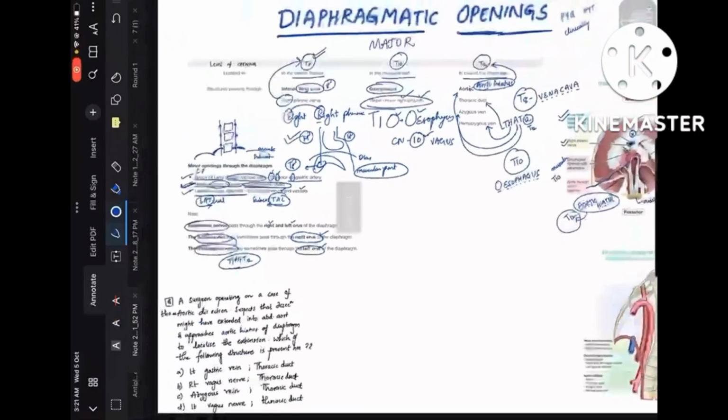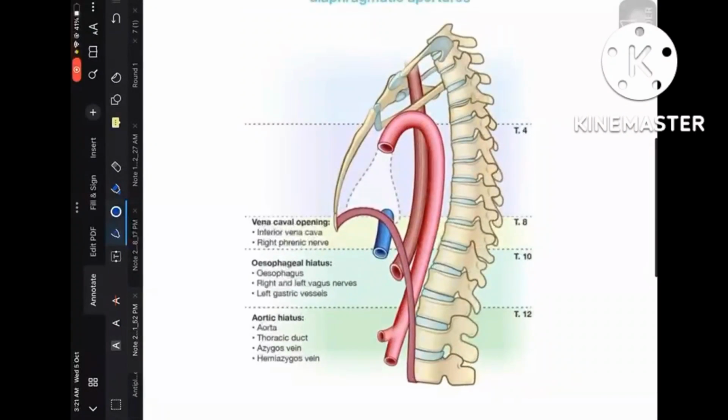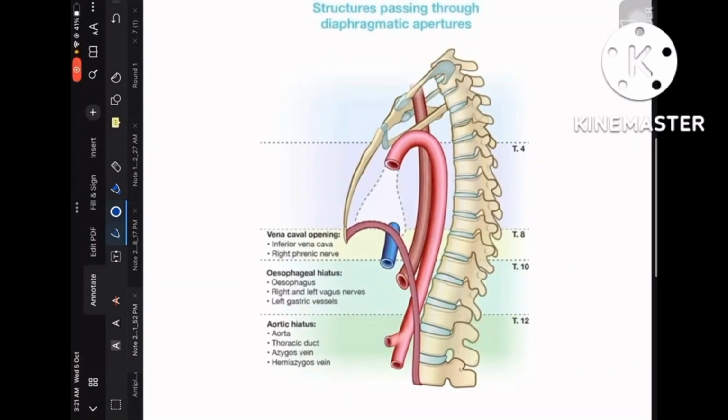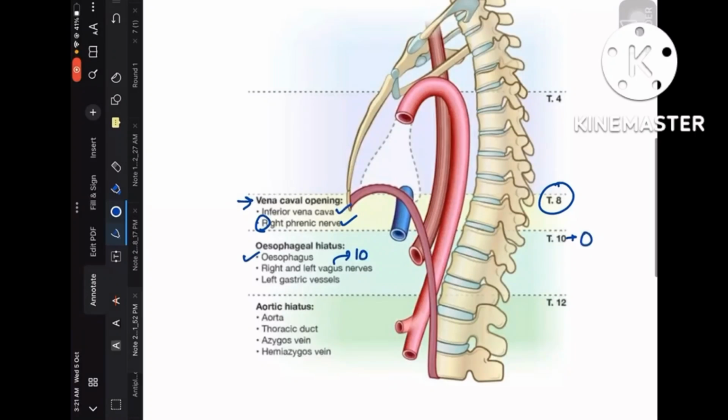So here is one more diagram which re-emphasizes the discussed points. T8, vena cava opening. So inferior vena cava, right and 8, right phrenic nerve. T10, O for 0, 0 for O, that is esophagus, and 10th nerve, that is right and left vagus. And one more important thing, left gastric vessels are involved. So here it is right phrenic nerve, here it is left gastric vessels.